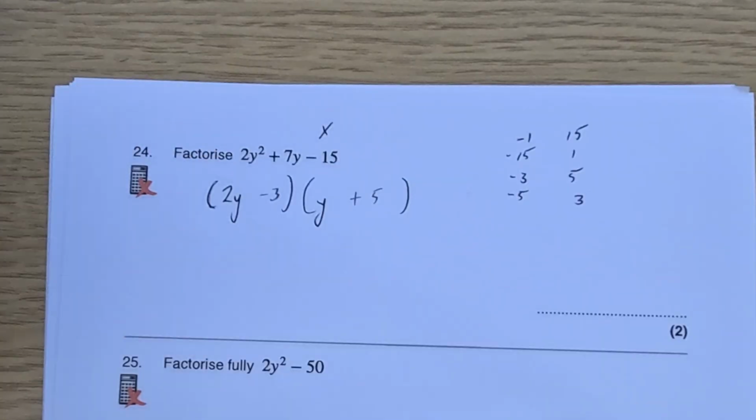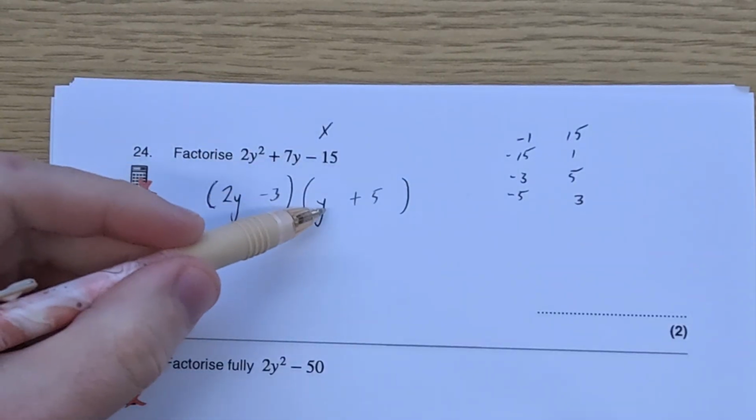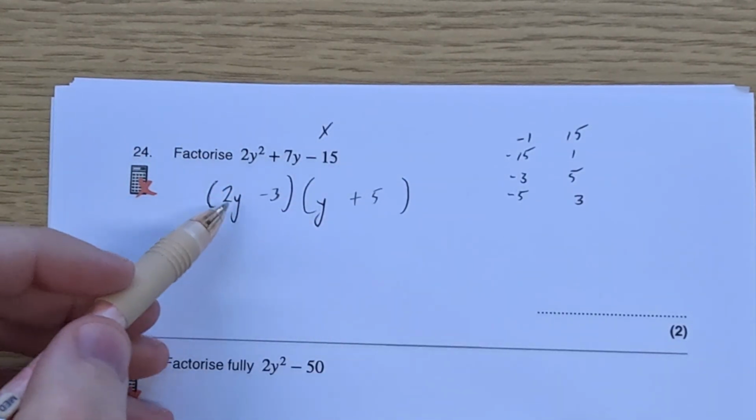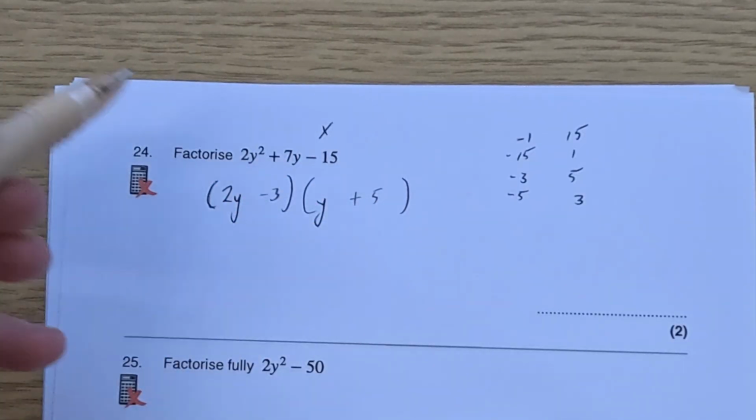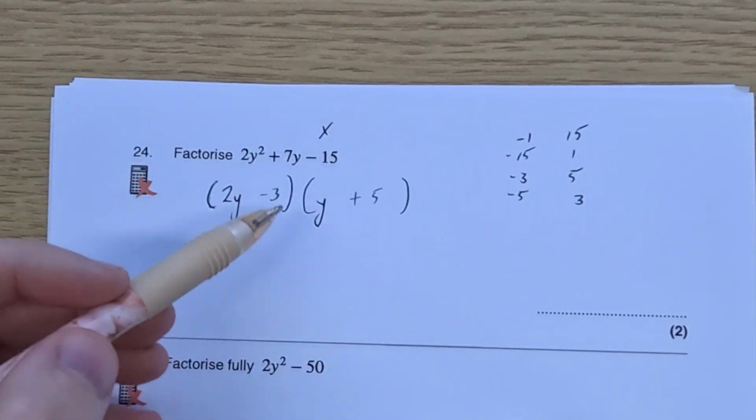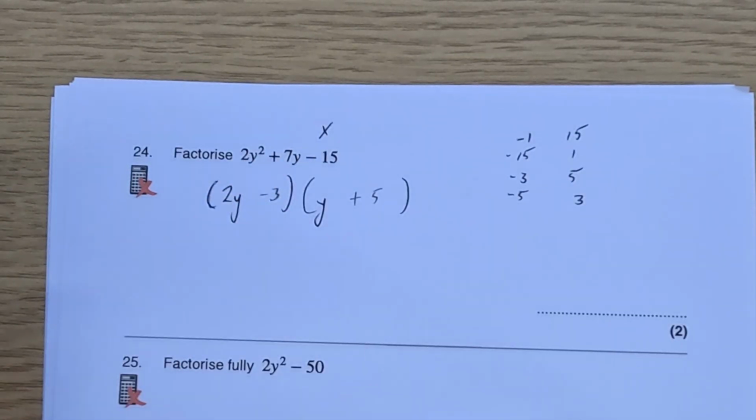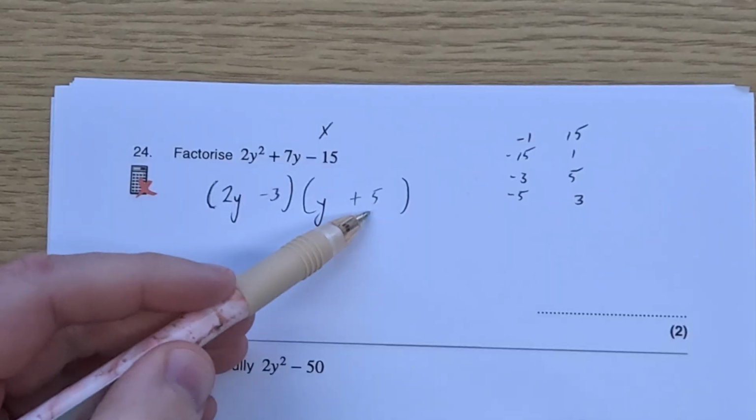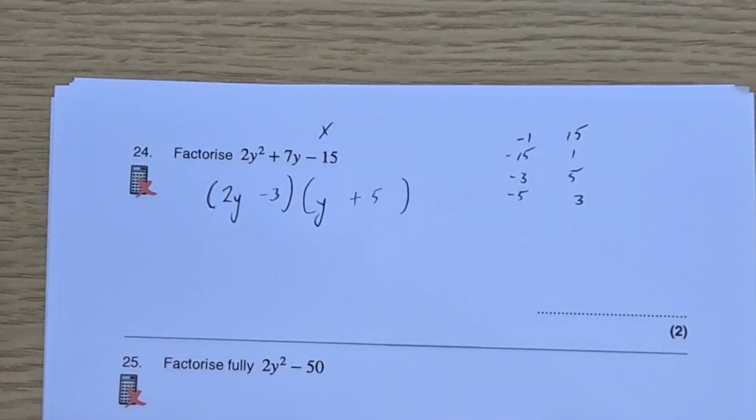So here, let's just check this. 2y times y is 2y squared. Fantastic. 2y times 5 is 10y, and then minus 3 times y is minus 3y, and 10y take away 3y would be our 7y in the middle. Fantastic. And then we've got minus 3 times 5 is minus 15. So that's it, we've factorised it.